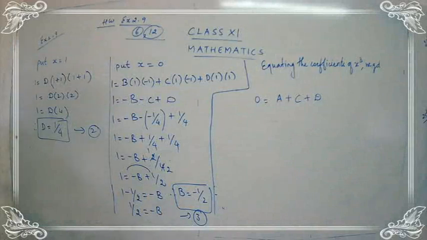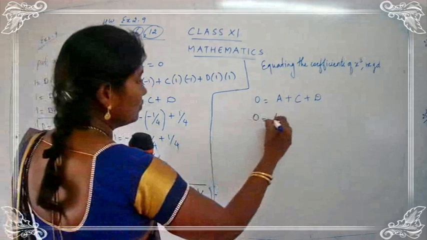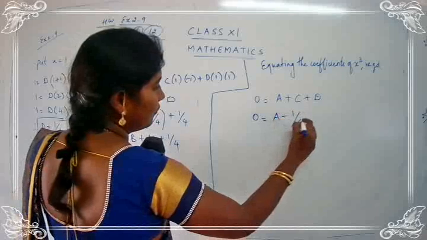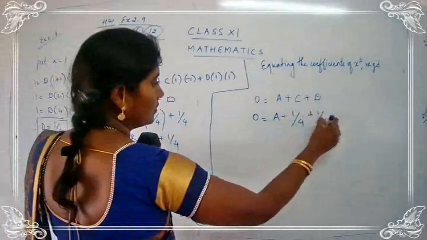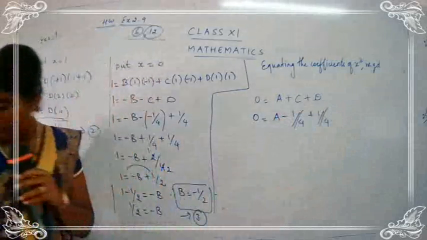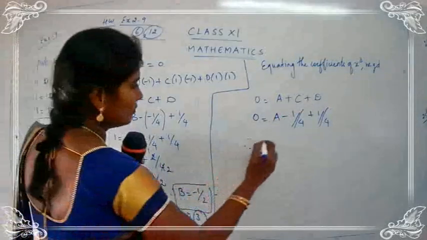We know some of the values. I know the value for c and I know the value for d. Let us substitute the value. So what is the value for c? It's minus 1 by 4. Yes, children? Yes, minus 1 by 4. Substitute. So 0 is equal to a minus 1 by 4, d is plus 1 by 4. So both of them get cancelled and you get the value for a is equal to 0.